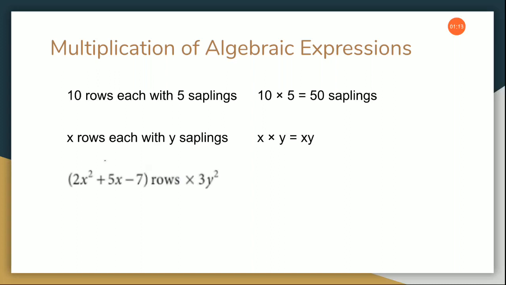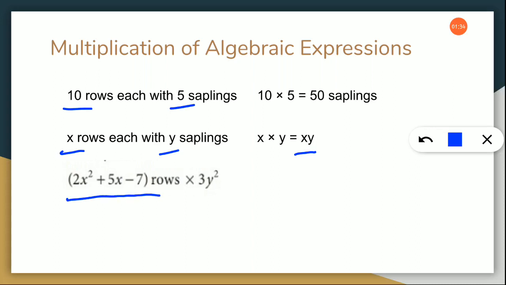Next. 2x square plus 5x minus 7 rows into 3y square saplings. Now for expressions like this, what we have to do? You are going to multiply. Same way, this 10 along with 5 you multiplied, and then x with y we multiplied and said xy. Now the question here is, this is one expression and you are going to multiply this with another expression 3y square. So directly you are going to multiply. So 3y square will be multiplied with this entire expression. Okay?